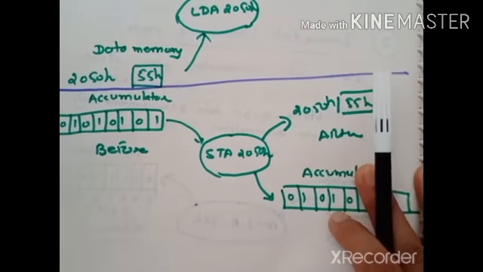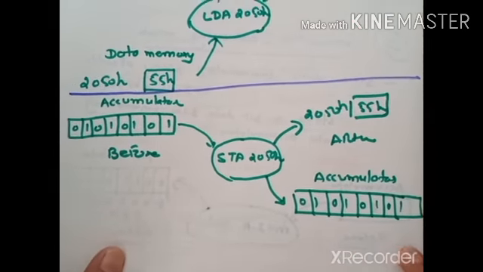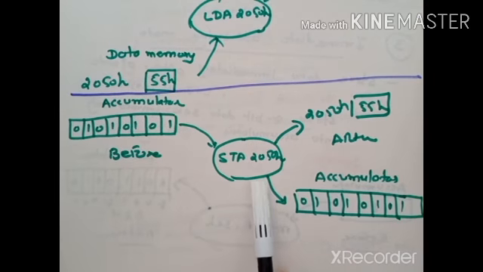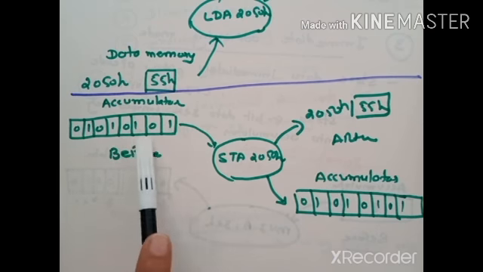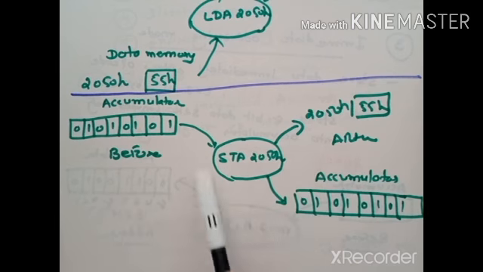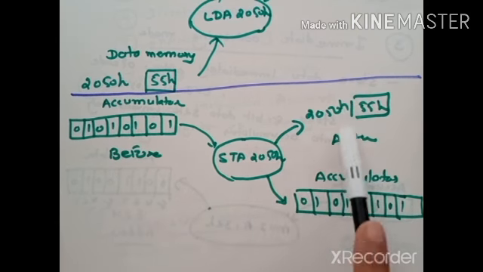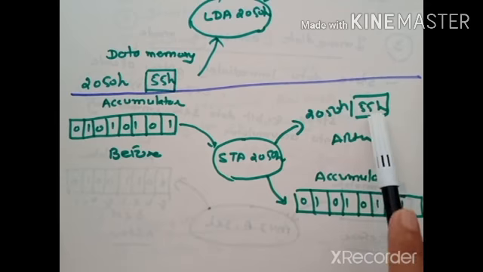The second example is STA 2050. STA 2050 stores the content of the accumulator to the 2050 address. Before execution of this instruction, the content of the accumulator is 55H. After execution of this instruction, the content of 2050 is 55H, and the content of the accumulator is the same.